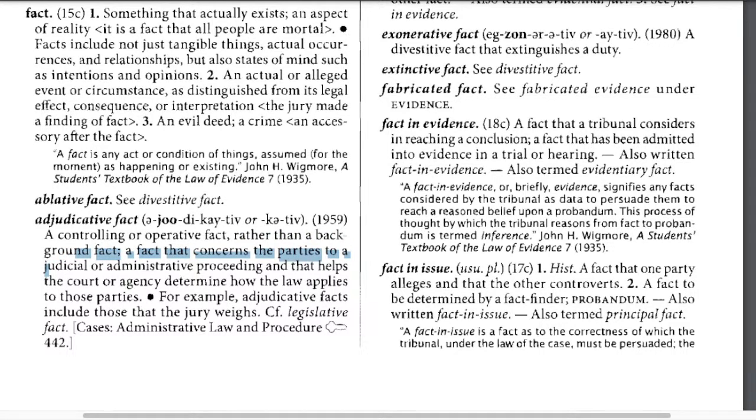A fact that concerns the parties to a judicial or administrative proceeding. Nice. Judicial or administrative proceeding. And that helps the court or agency determine how the law applies to those parties. For example, adjudicative facts include those that the jury weighs. Oh, nice.